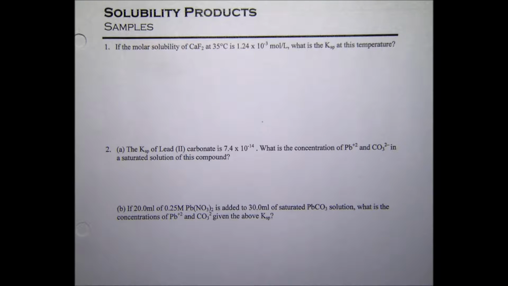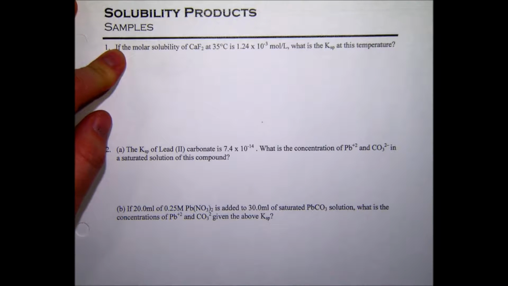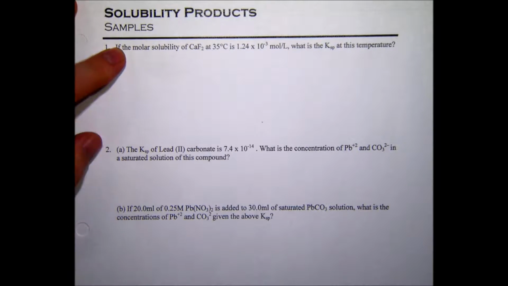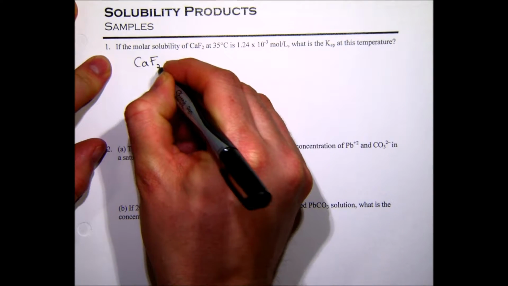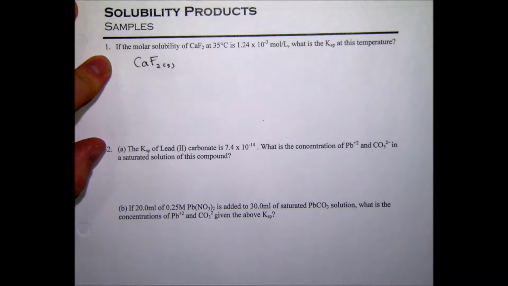So in this example, this worksheet, we're going to look at solubility products specifically. A solubility product is an equilibrium where the reactant side of the equation is a sparingly soluble or insoluble salt. In this particular example, we're going to start off talking about calcium fluoride. So calcium fluoride is a solid in equations.